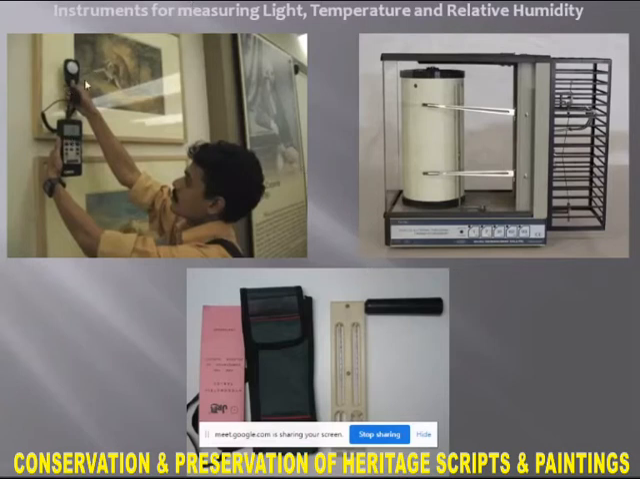Then the conservator's name is Omkar Kadu. He's employed in Chhatrapati Shivaji Maharaj Vastu Sangrahalaya Museum in Mumbai. He's right now recording using a lux meter. The lux meter records the level of light falling on an object, which is measured in lux.